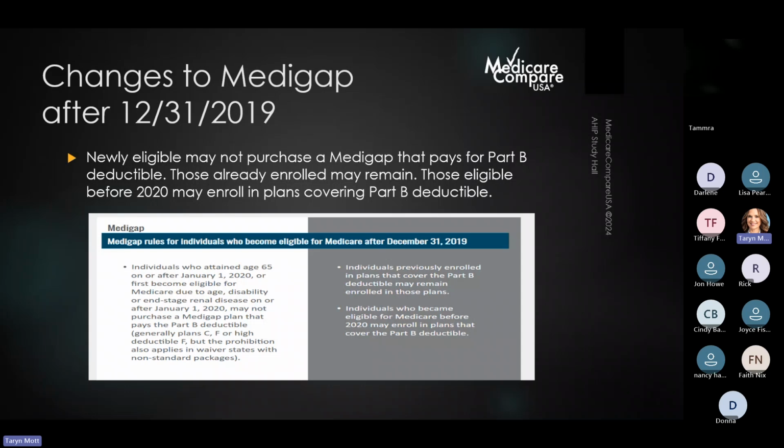So individuals previously enrolled in plans that cover the Part B deductible may remain enrolled in those plans. Individuals who became eligible for Medicare before 2020 may enroll in the plans that cover the Part B deductible. So, if you talk to a beneficiary who was eligible before 2020, they can still get those plans if your state allows it.